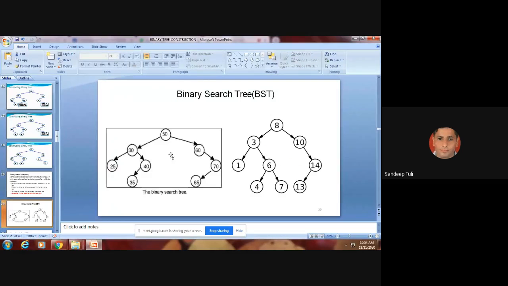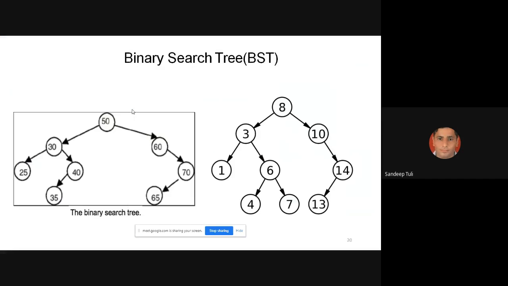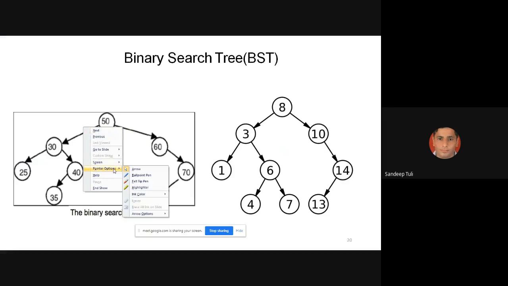Now look at that tree. इसमें क्या हो रहा है देखो आप, 50 के लेफ्ट में सब छोटे हैं उससे और राइट में सारे उससे बड़े हैं. Is it or not? Yes, sir, सभी एलिमेंट छोटे हैं और बड़े. For another subtree, you just look at that.